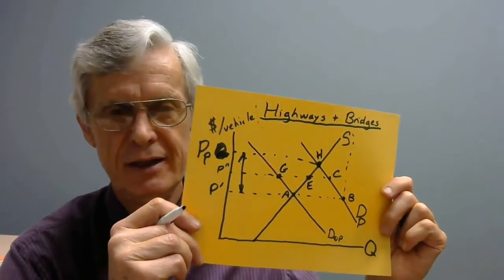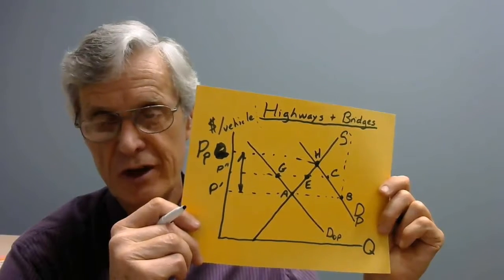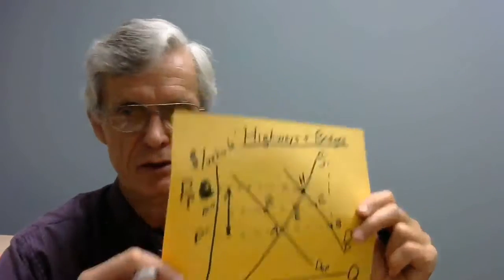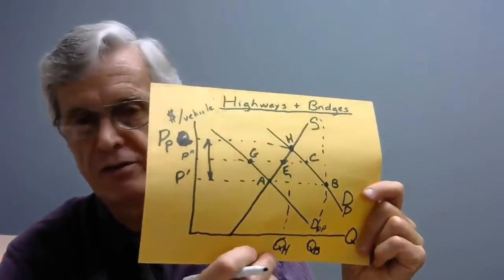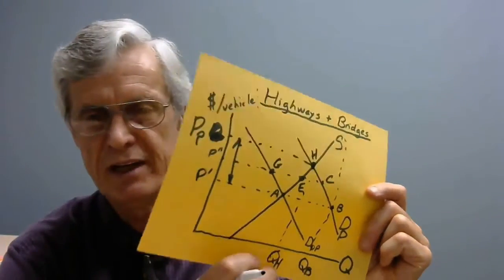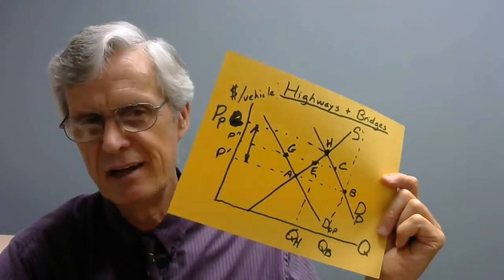The double-headed arrow indicates the congestion fee we should charge in order to have only Q sub H lanes instead of Q sub B lanes, right? H versus B.